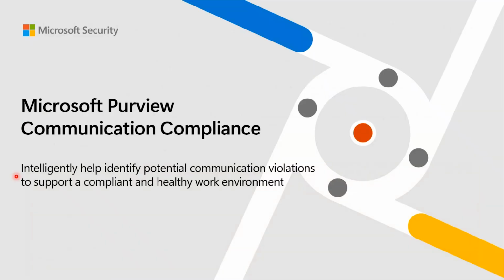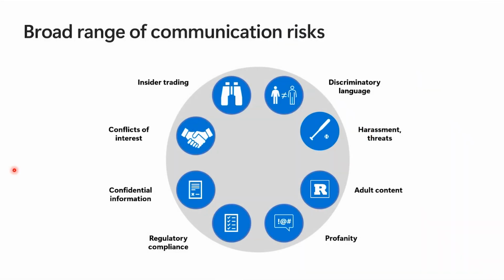So let's look at communication compliance. Now here Microsoft describes this as intelligently helping identify potential communication violations to support a compliant and healthy work environment. So what this gives us is a tool to make sure that people don't communicate between themselves or between departments using certain words, certain terms, or transfer certain pieces of information between departments. Now, obviously, we can do that for a whole bunch of reasons.